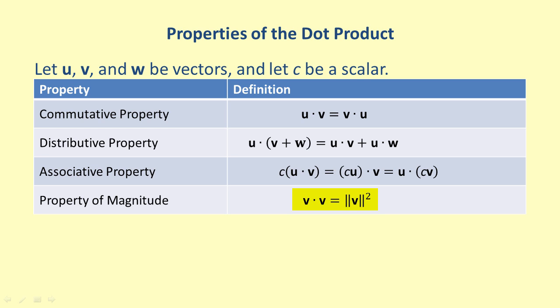The fourth property gives us a relationship between the magnitude of a vector and the dot product of the vector with itself. Namely, the dot product of a vector with itself is equal to the square of its magnitude.